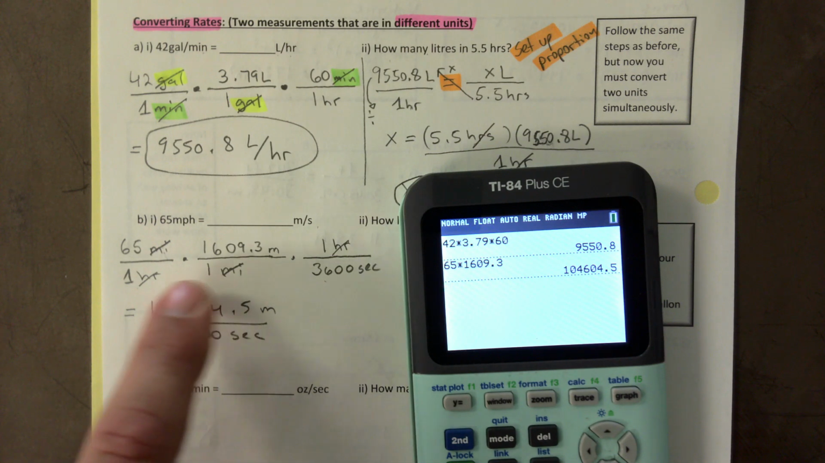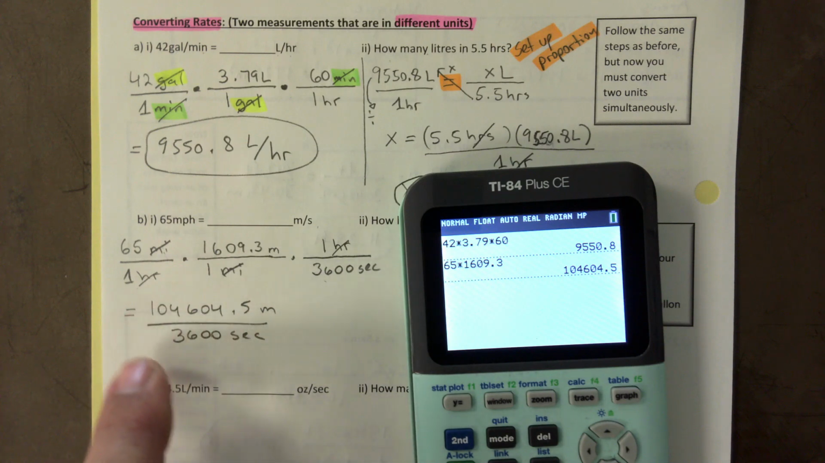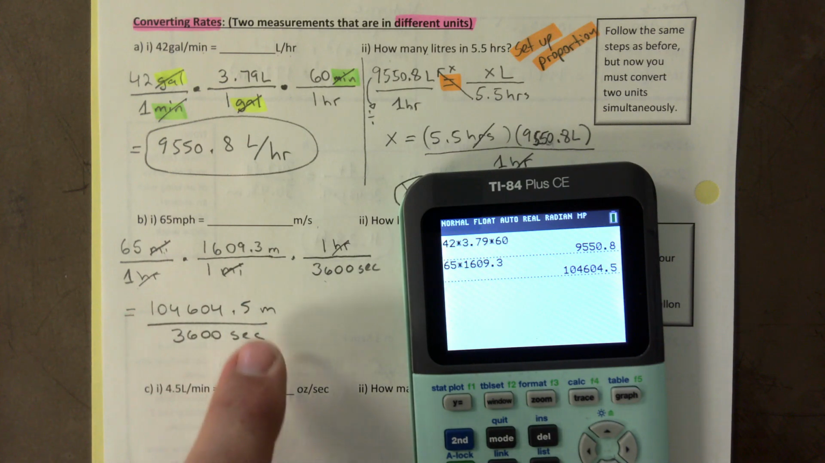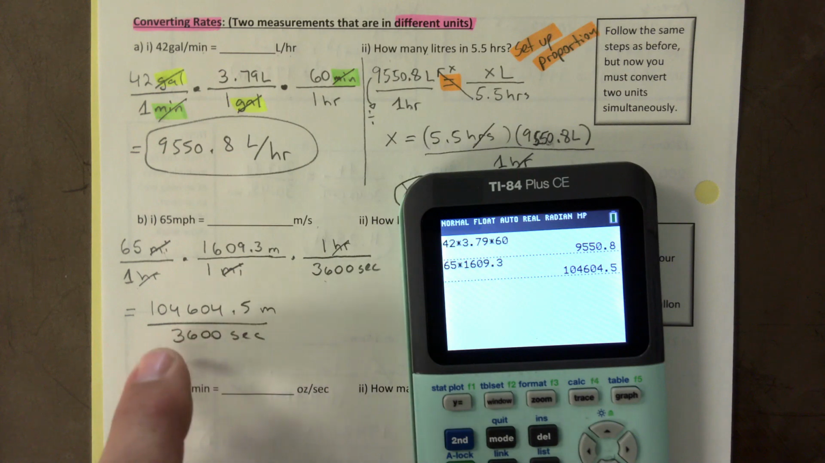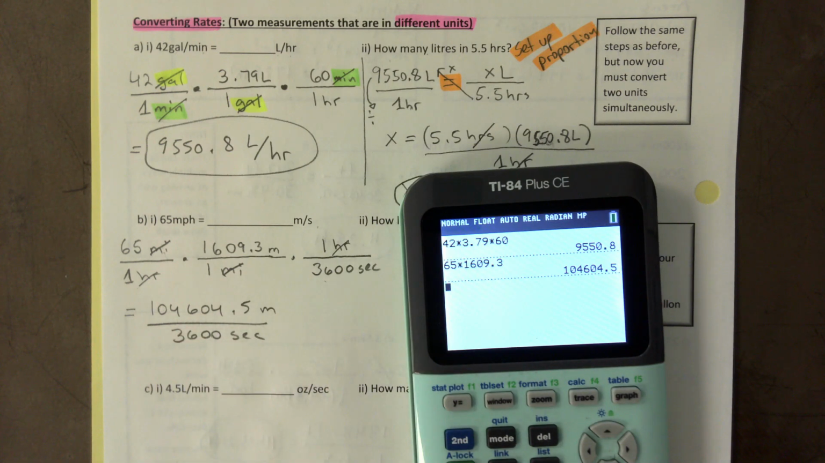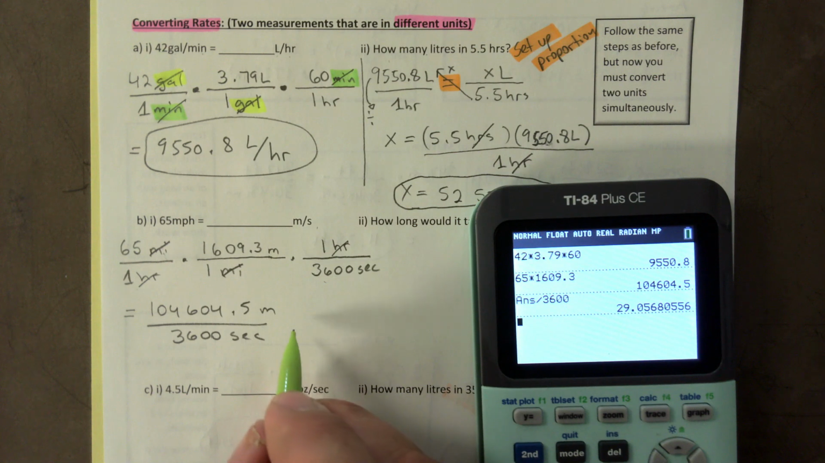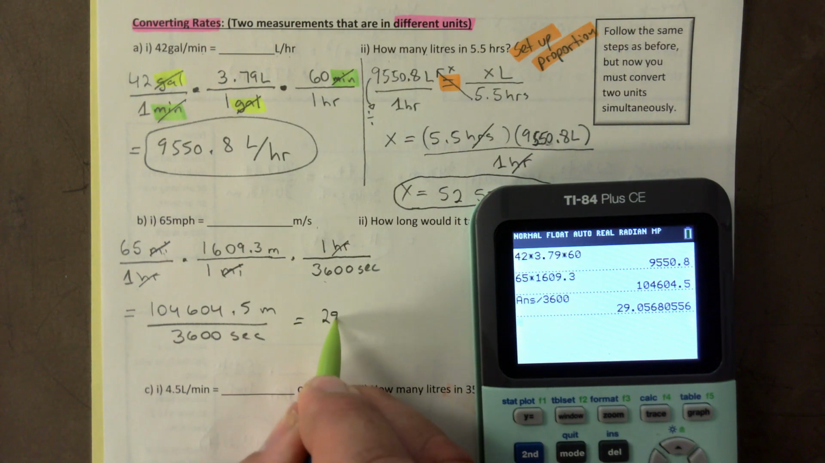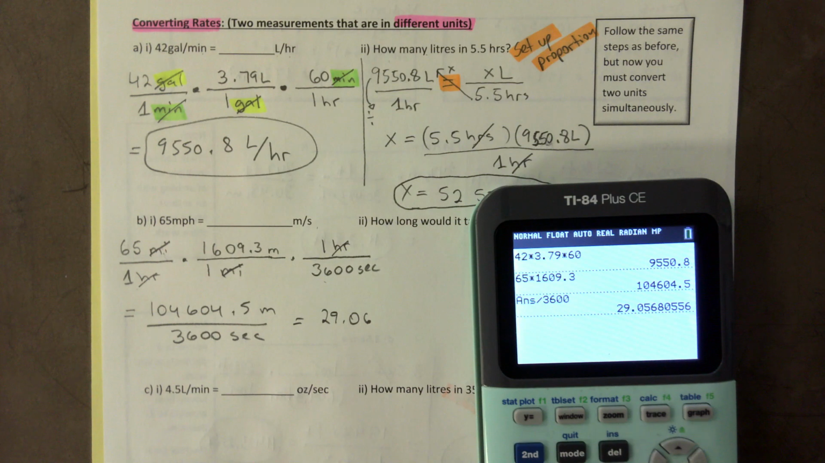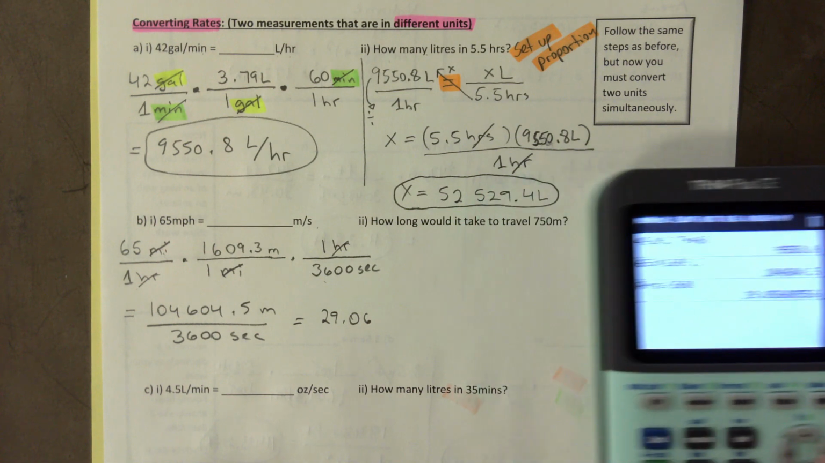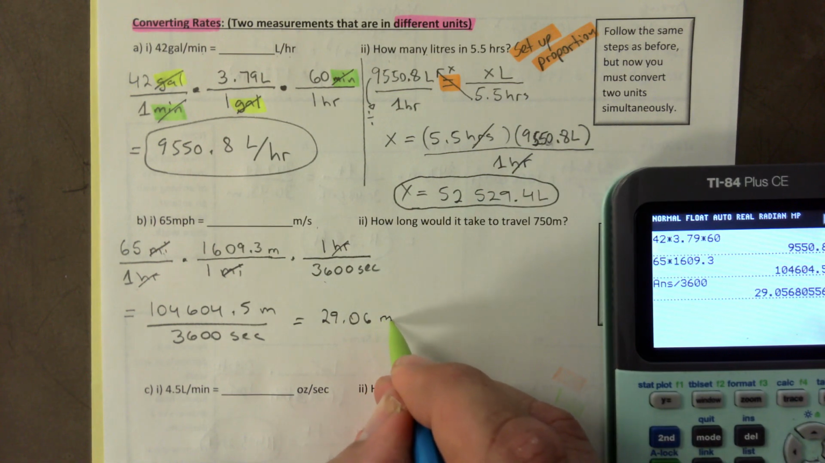This is technically okay, but I usually want it simplified. So we go divided by 3,600, and so that's what we get. That is 29.06 meters per second.